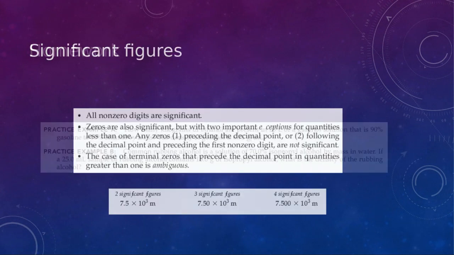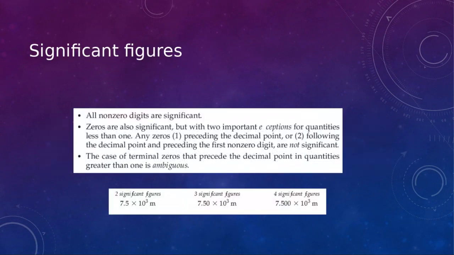And the last slide, significant figures. This is not so important, but generally they learned it from maths. Significant figures, for example, two significant figures means 7.5, and if you want three significant figures, here 7.50, like that, and this is four significant figures. That's it.